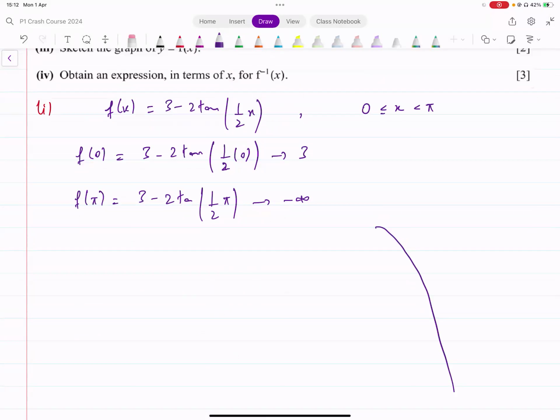Okay, but you can just put this on your calculator, try a value that's very close to pi, slightly smaller than pi, and that gives you a large negative value. That means it's negative infinity.